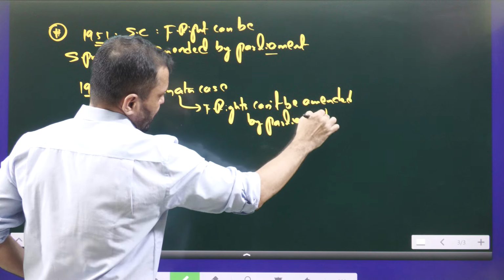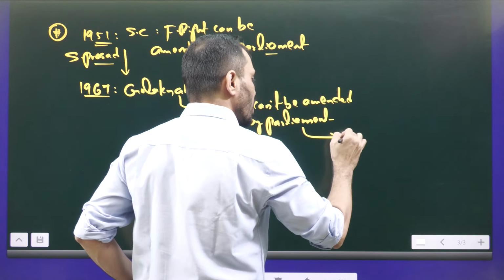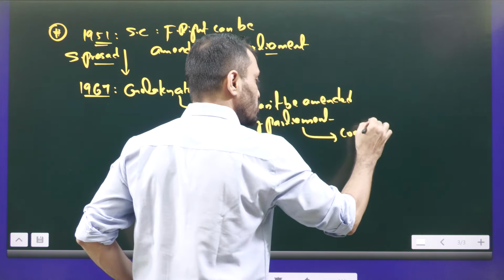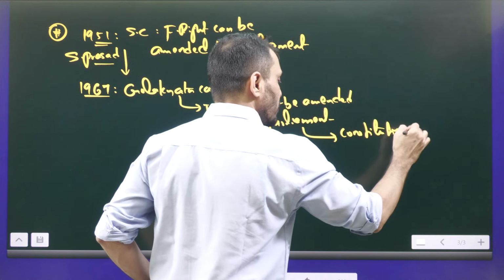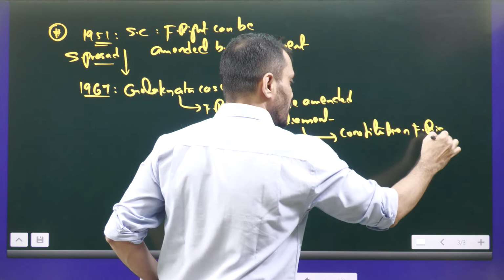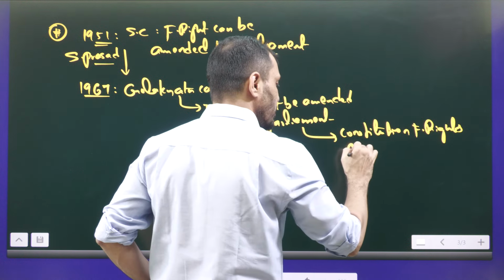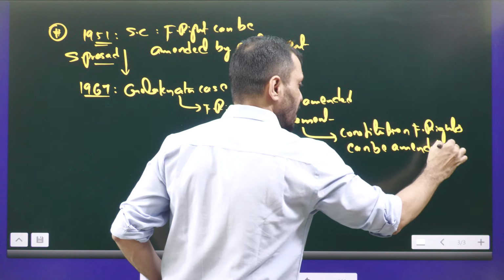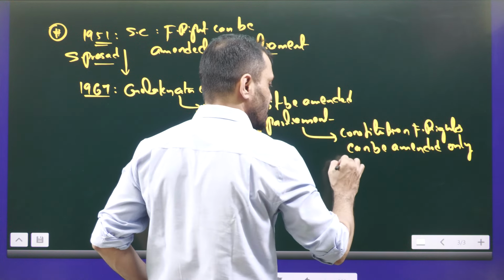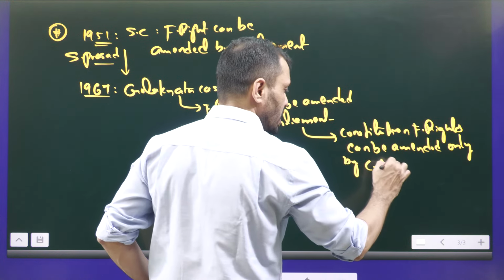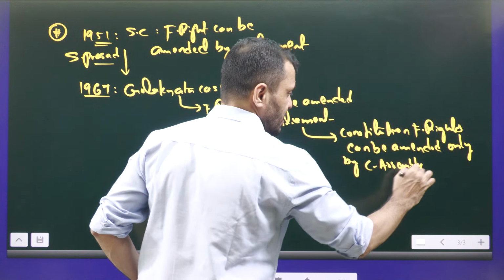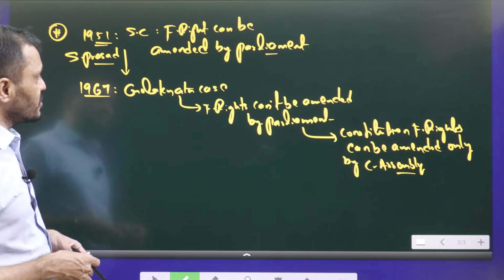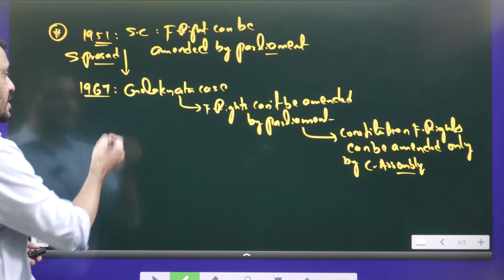Then the Supreme Court clarified that the Constitution's fundamental rights can be amended only by the Constituent Assembly. Only the Constituent Assembly can amend the fundamental rights. This was the observation in the 1967 Goraknath case.